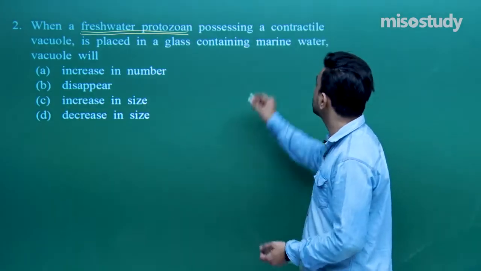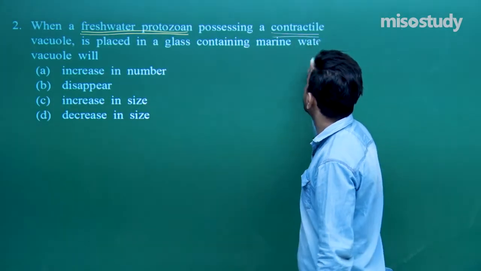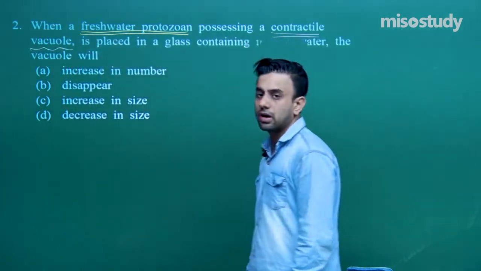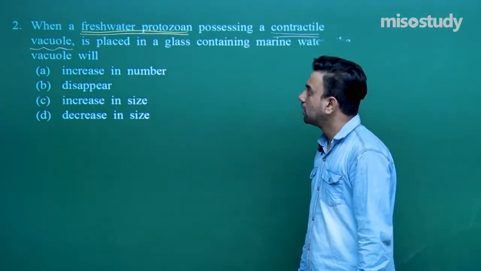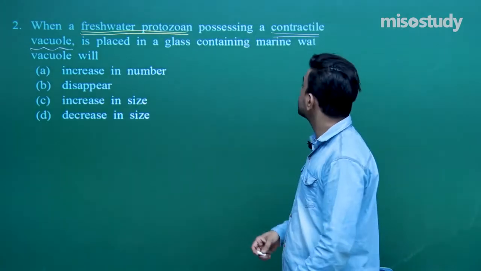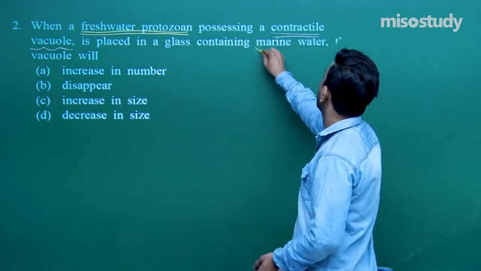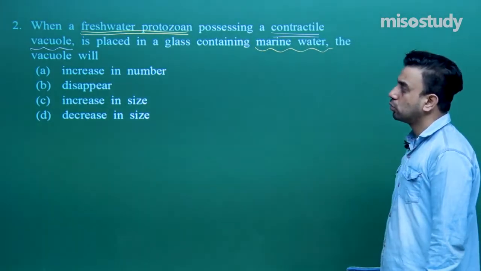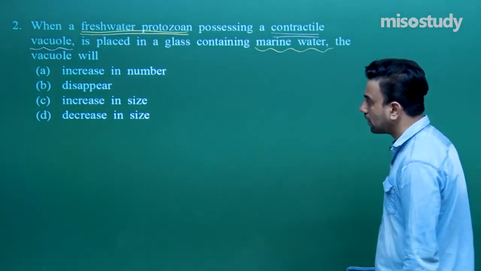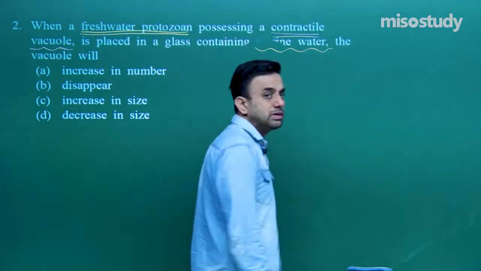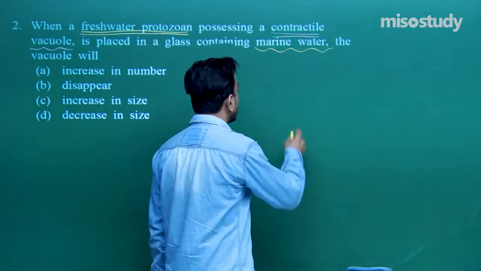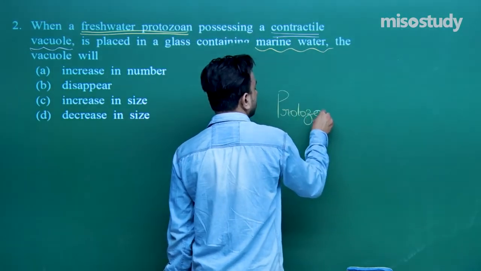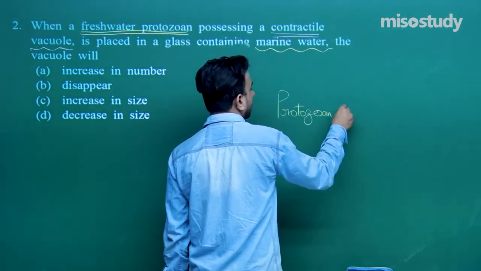So what is the function of this contractile vacuole? We should know that, right? And then after that it is placed in the marine water, and then what will happen to the vacuole? So first of all, that protozoan was in fresh water.